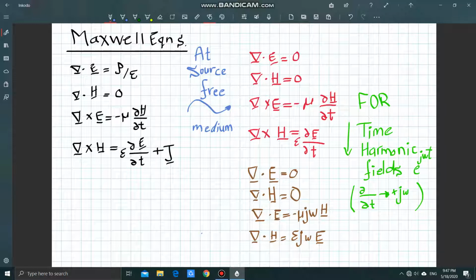We will also assume that the wave is time harmonic, which means it's a function in time in the shape of e to the power of j omega t. So any derivative with respect to time will be j omega. So we can remove these two derivatives and replace them by j omega.